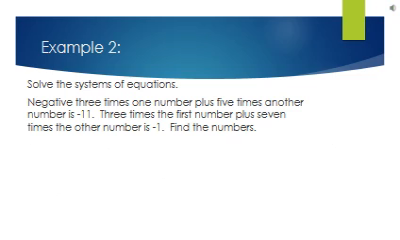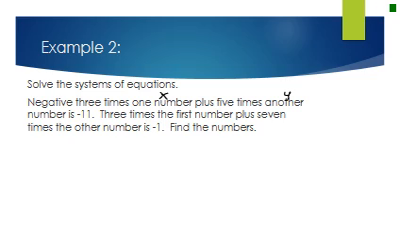Let's try another example. So right here, example 2, we have negative 3 times one number plus 5 times another number is negative 11. Right now, they're not giving us the equation. We have to come up with the equations from the word problem. So negative 3 times one number. We don't know what that one number is, so let's call that number x. And then it says plus 5 times another number. We don't know what that other number is, but we're going to call that y.